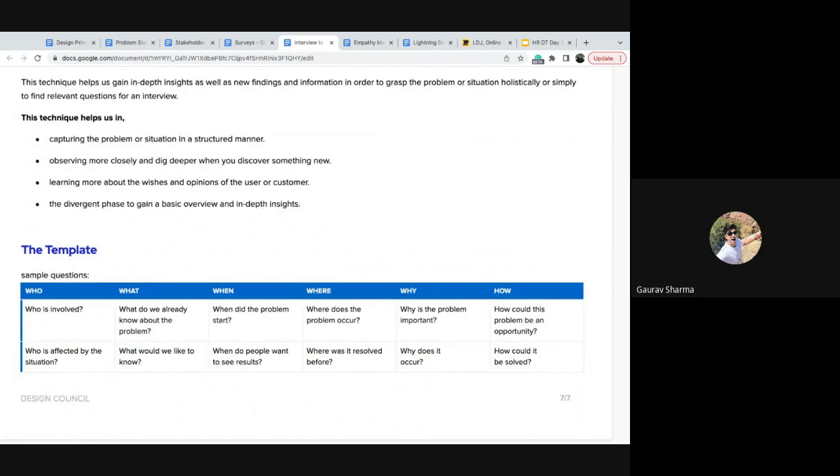So again, the template could be, and these are some of the questions that you can probably convert into the problem that you're trying to solve or the area that you want to uncover, which is again divided into who, what, when, where, why, and how. Who is involved, what they already know about the problem, when did this problem start, where does it occur, why the problem is important, right? And how could this be an opportunity, et cetera, et cetera. And then the next level, which is who's affected by the situation, what would we like to know, et cetera, et cetera. Now, this problem template could be used in anything that you want to gain insights on, and again, would help you get more questions to be answered by the interview, by the person that you're interviewing.